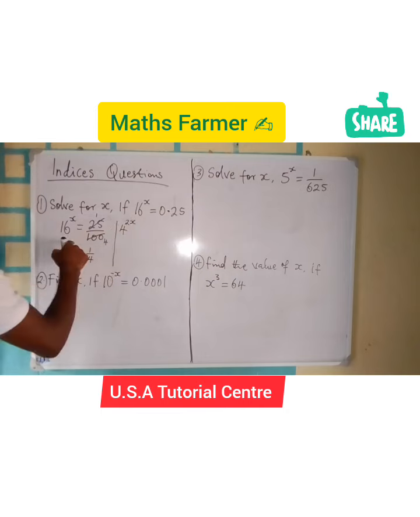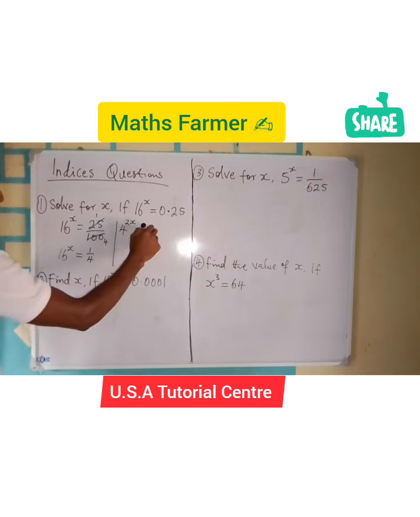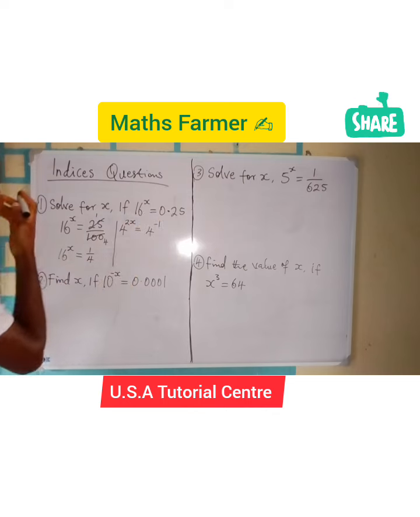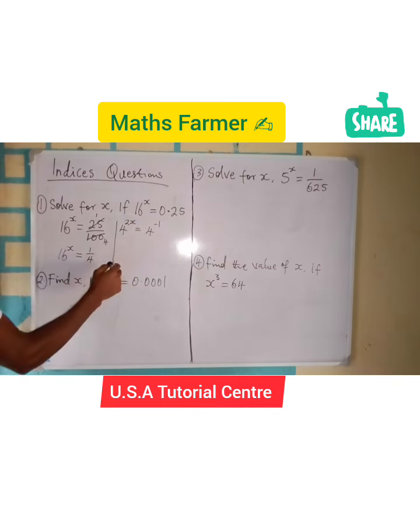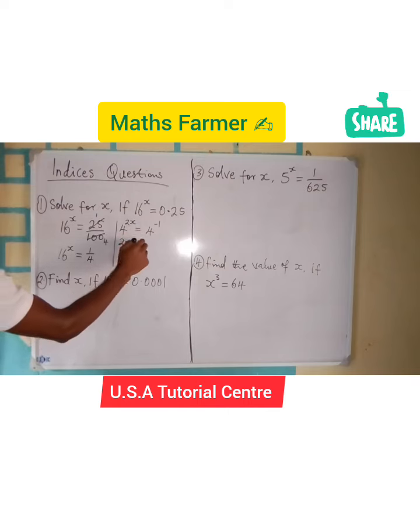I'll have x already as the index, equal to 1 over 4, which is the same as 4 raised to the power of minus what? 1. Yes, 4 raised to the power of minus 1. The bases are the same, so now we can discard them and equate their index: 2x is equal to minus 1.